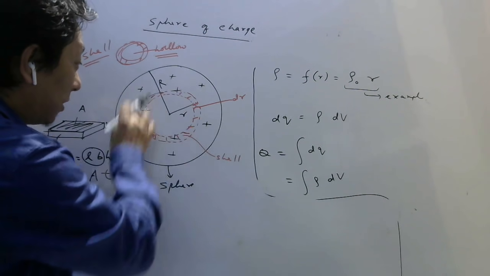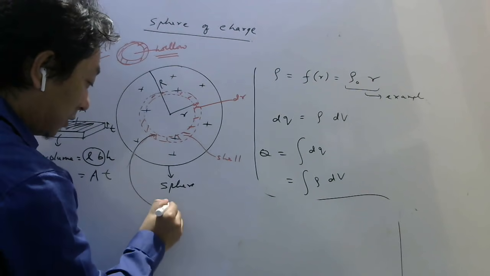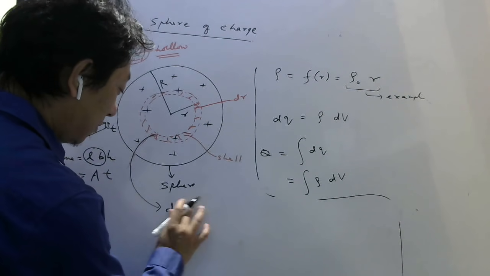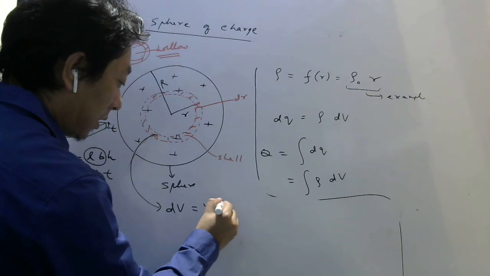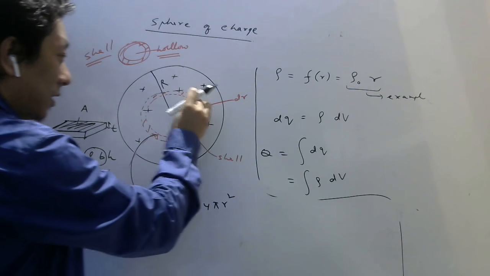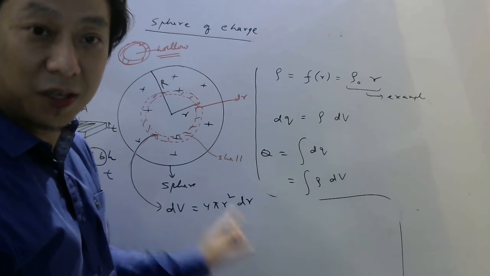So to find the volume of this shell, instead of doing such a long mathematical way which I did, the easy way is to find the surface area, which is 4 pi r square, then multiply with the thickness. The thickness here is dr. And if you compare with the one I showed you, it is correct.